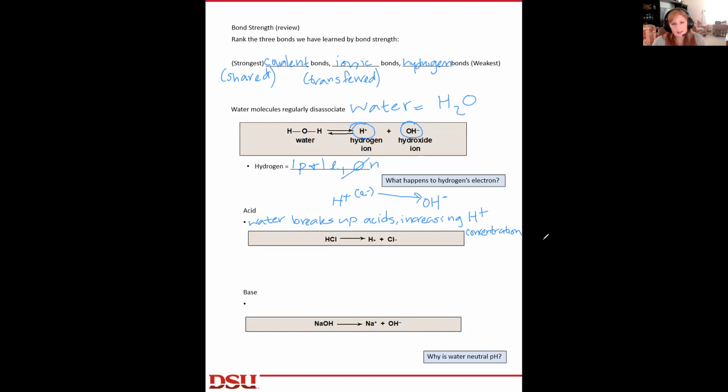When you add water to an acid, the water is going to break that acid up, releasing a bunch more of those hydrogen protons. Okay. And a base is going to do the opposite. Water is going to break up the base, but rather than releasing hydrogen protons, it's going to release a bunch of hydroxide ions, equaling an increase in hydroxide concentrations.